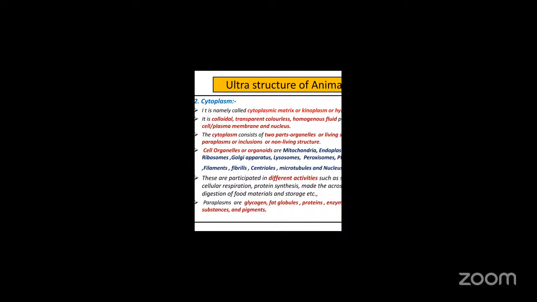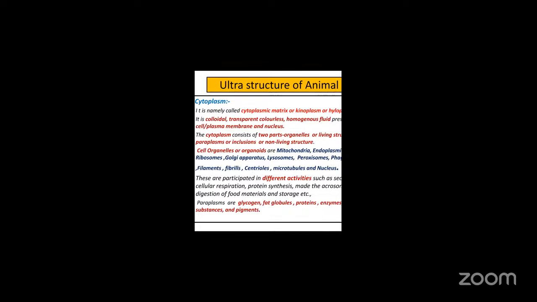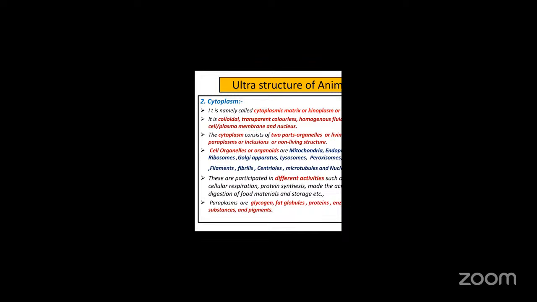So we can say the cytoplasm actually is colloidal in nature. It is very transparent. It is colorless. It is homogeneous fluid present between the plasma membrane as well as the nucleus. And this cytoplasm actually consists of two parts, that is organelles or the living structures and the paraplasms or the inclusions or the non-living structures.